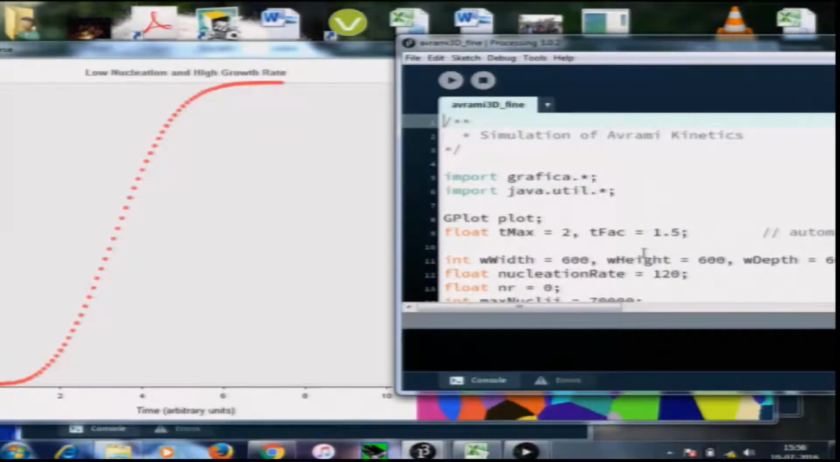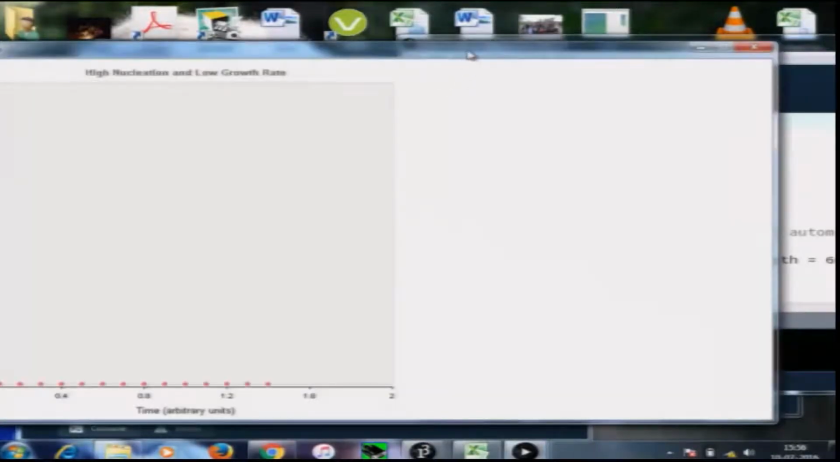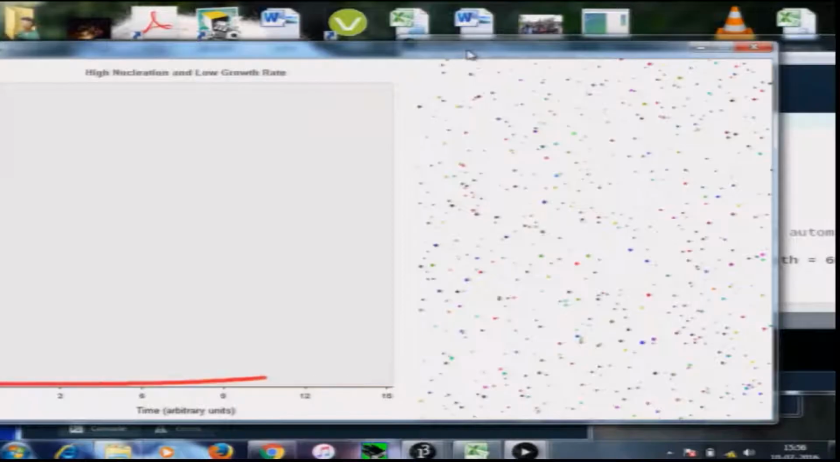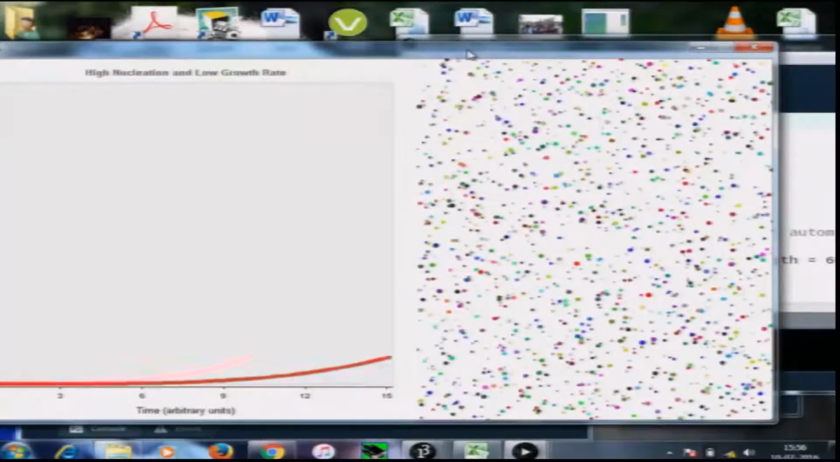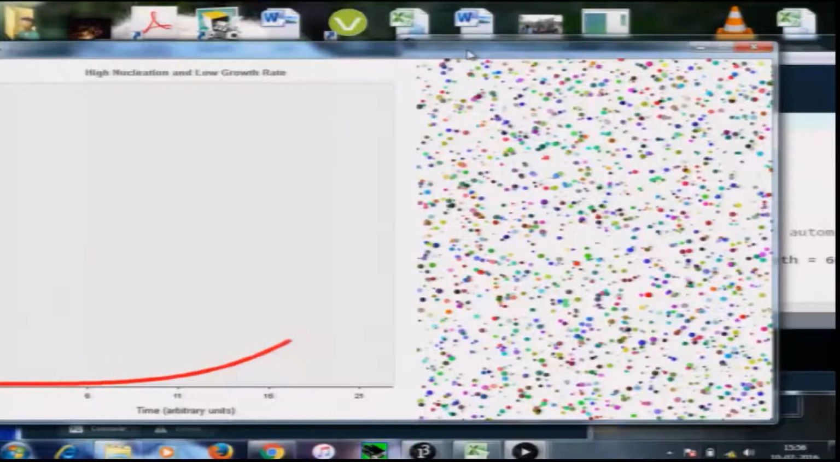Let me also now look at a third one in which the nucleation rate has been made very high while the growth rate has been reduced significantly, and if we do this, let us see, you will find now, of course, the kinetics at this stage has become smaller. The rate at which the overall transformation is taking place is now much smaller.